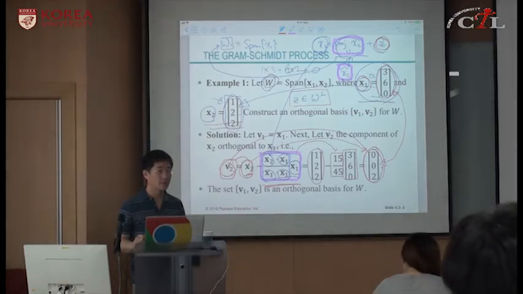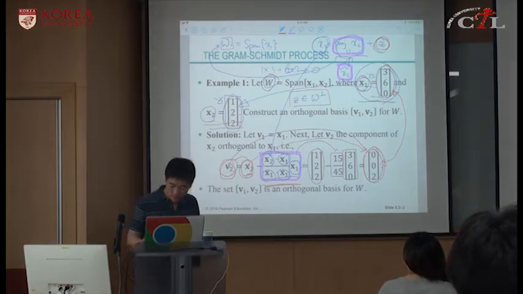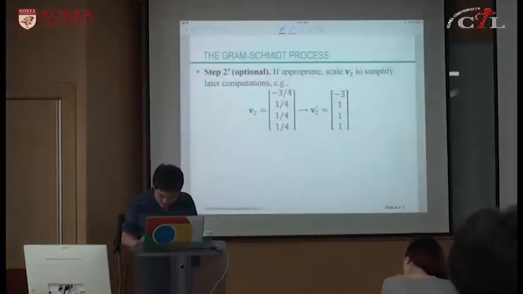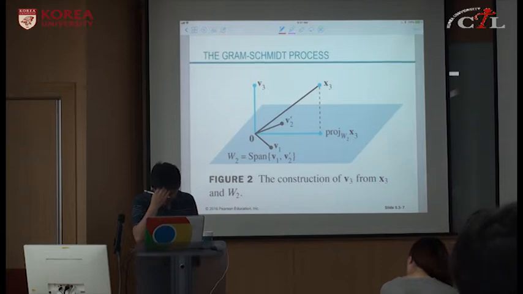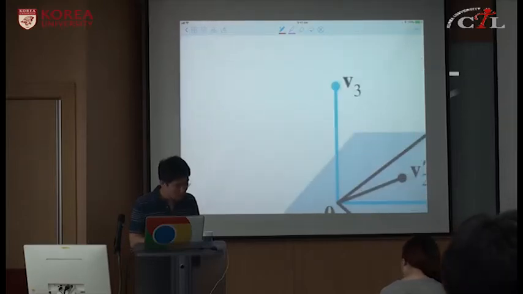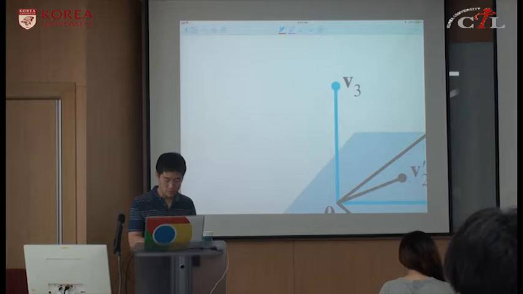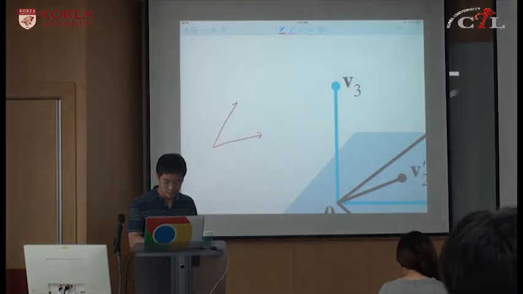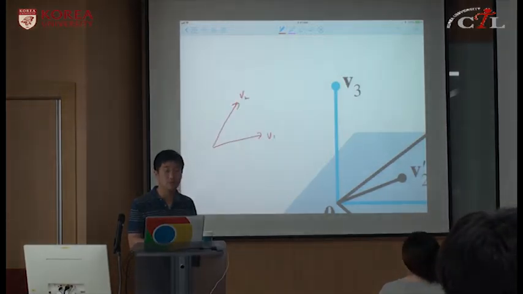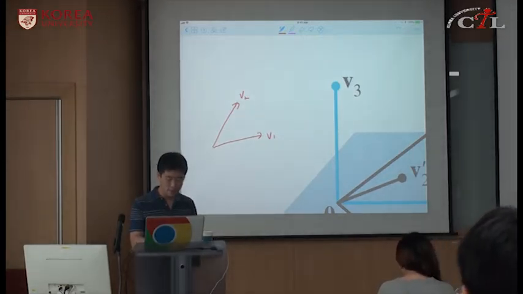Okay, and then let me see. So let me just draw one figure. A geometric understanding or explanation of the process that we did in the first example is as follows. Suppose we are given this v1 and v2. They are just linearly independent, right? And then we changed this v2.